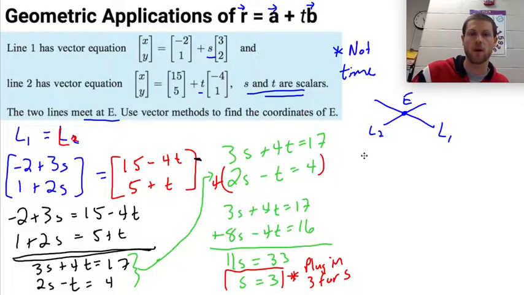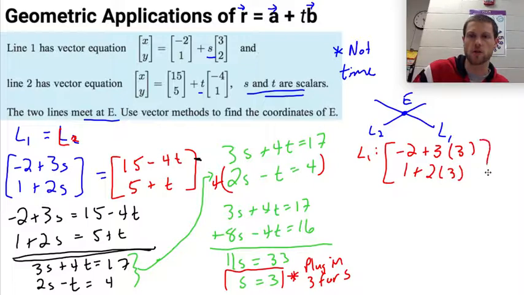So let's do that. Line 1, the position vector, the xy is given by L1, which is -2 plus 3s. That's the same thing over here, but let's do 3 times my s, which is 3. And then for my y, I've got 1 plus 2 times my s, again 3. So the position vector will be -2 plus 9, so that's 7, and then 1 plus 6, that's also 7. So the coordinate for E is 7, 7.